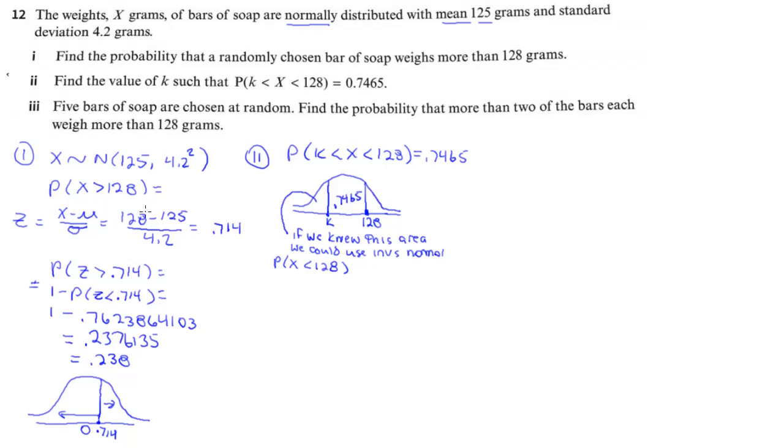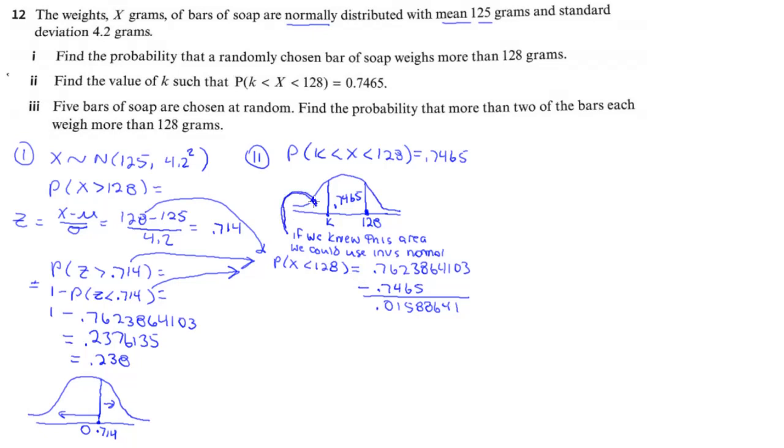So we've already done this 128 z-score, and we know it's 0.714. So all we've got to do is use that again. And the probability is the same. We've already figured that out. So now all I'm going to do is subtract the 0.7465, and I'm going to get 0.015886, and that's that little space over there.